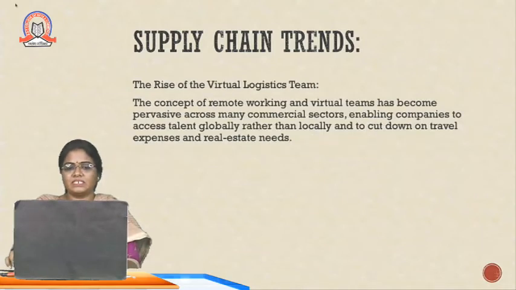Supply chain trends also have the rise of the virtual logistic team. The concept of remote working and virtual teams has become pervasive across many commercial sectors, enabling companies to access talent globally rather than locally and to cut down on travel expenses and real estate needs.